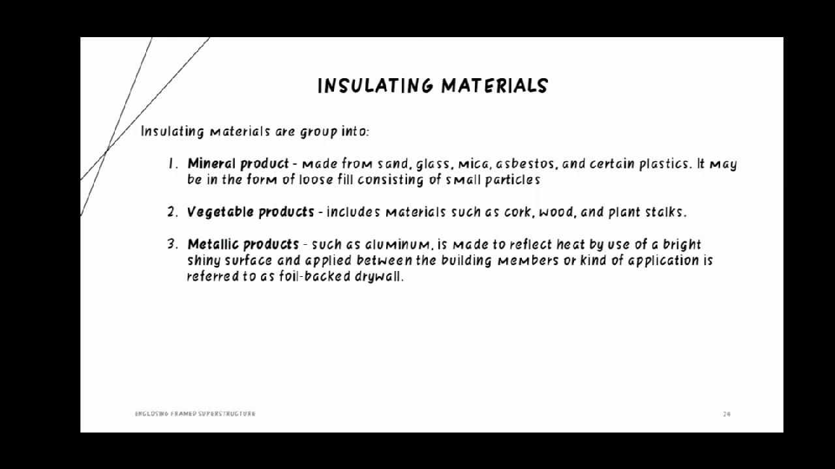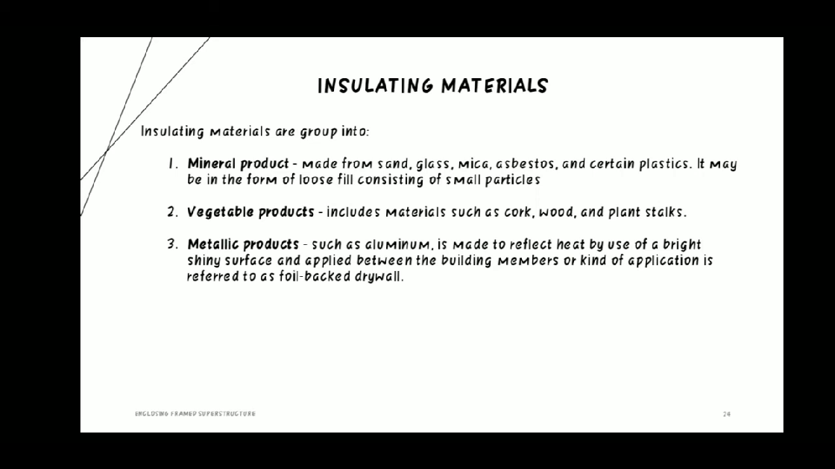Insulating materials. Insulating materials are grouped into three groups. Una, yung mineral product. Yung mineral product made from sand, glass, mica, asbestos, and certain plastic. It may be in form of loose fill consisting of small particles.